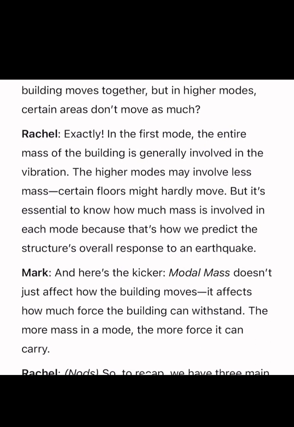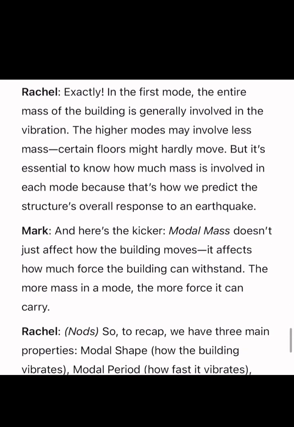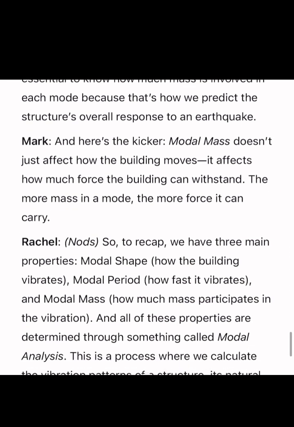but it's essential to know how much mass is involved in each mode, because that's how we predict the structure's overall response to an earthquake. Means we need to understand, for each mode, how much mass is participating. So here's the kicker: modal mass doesn't just affect how the building moves, it affects how much force the building can withstand. The more mass in the mode, the more force it can carry.